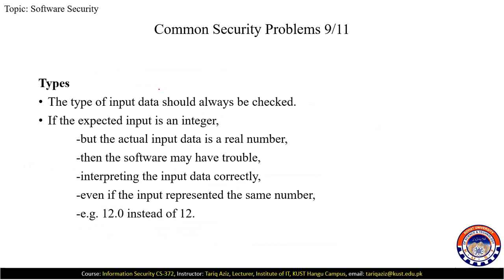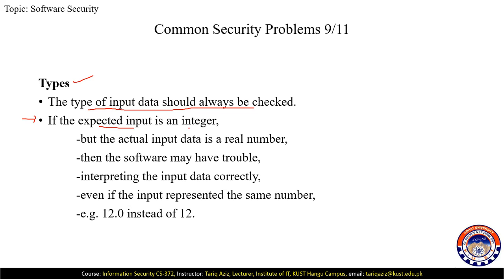Now, the other common security problem is known as types. It is very clear that the data types should be checked. The type of the input data should always be checked. Why? Because there is a chance that if you don't check the types of the data, then what could happen?